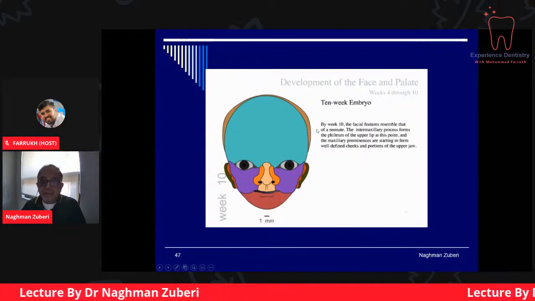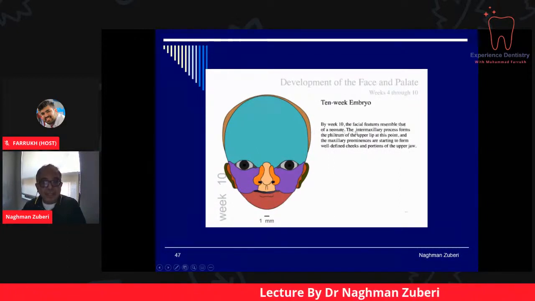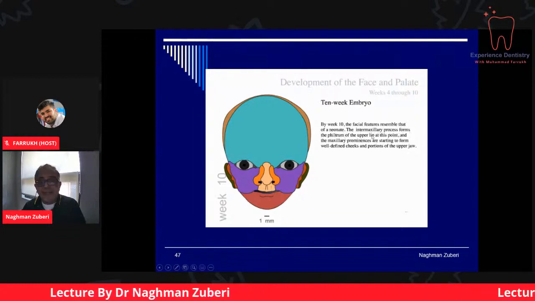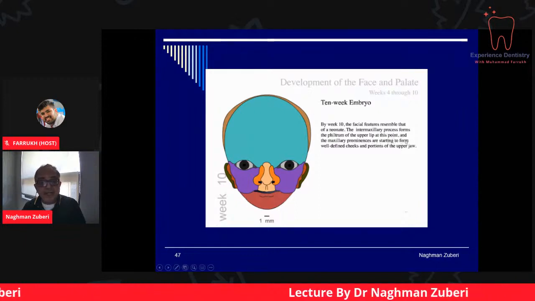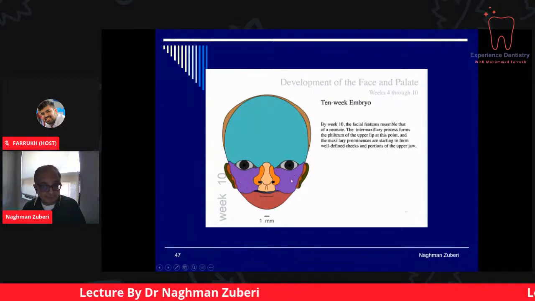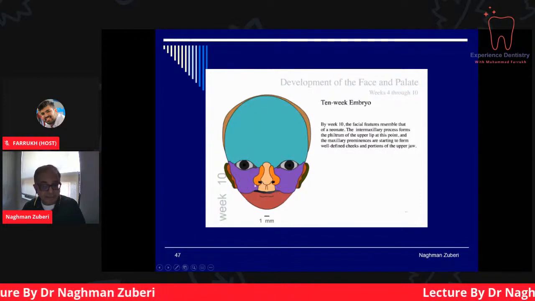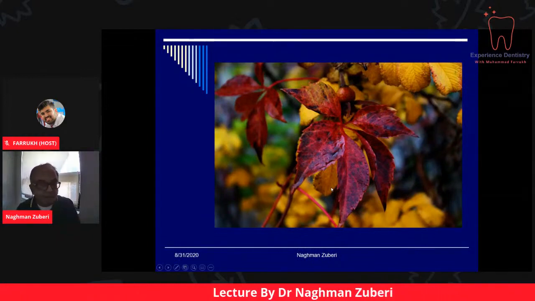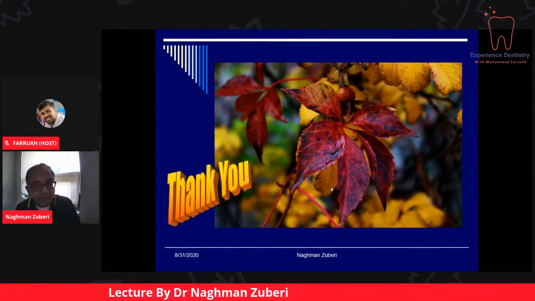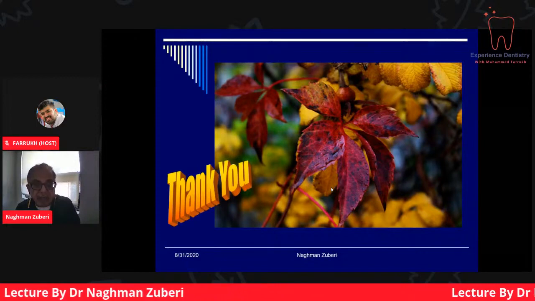Ten-week embryo. By week 10, the facial features resemble that of a neonate. The intermaxillary processes form the philtrum of the upper lip, and the maxillary prominences are starting to form the well-defined cheeks and portions of the upper jaw. This one in purple. So over here, we are done with today's lecture.